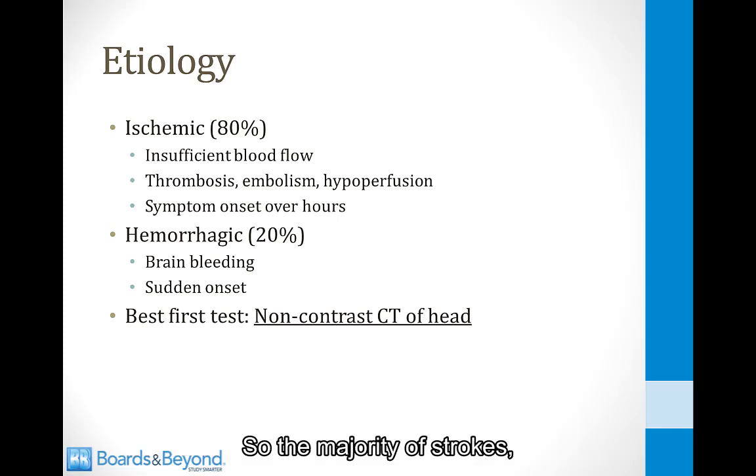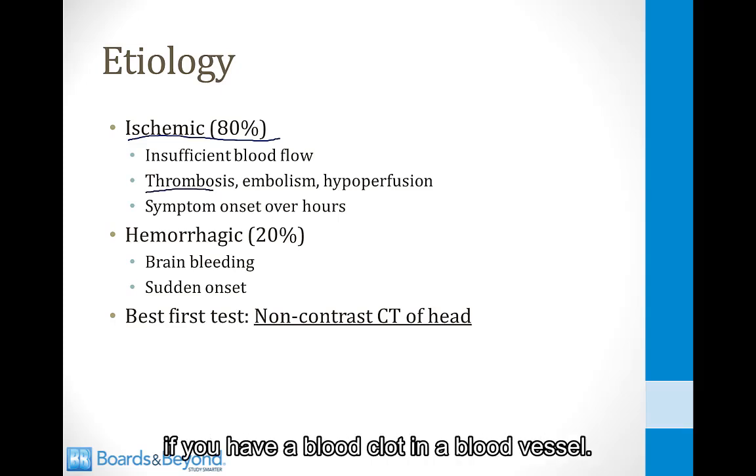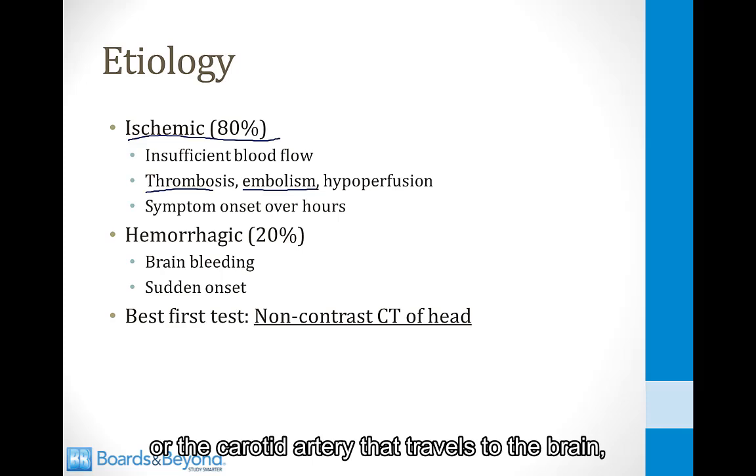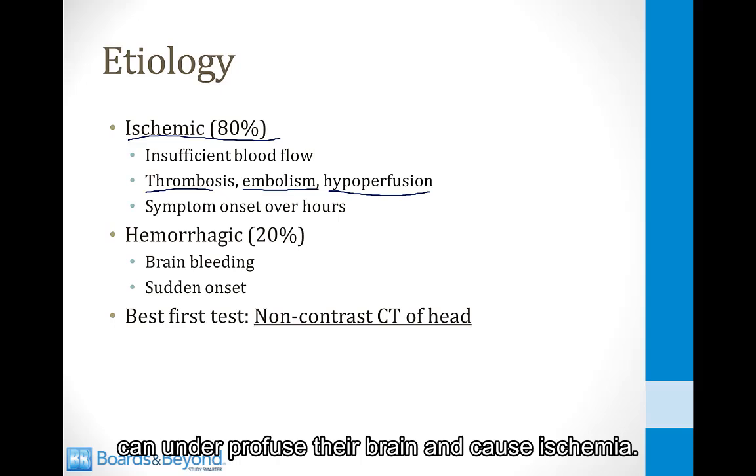The majority of strokes, about 80%, are what we call ischemic. This means there's insufficient blood flow to a portion of the brain. This can occur from thrombosis, if you have a blood clot in a blood vessel. It can occur from embolism, so if you have a blood clot in the heart or the carotid artery that travels to the brain, that can cause ischemia. And it can occur from systemic hypoperfusion. For example, a patient in cardiogenic shock can underperfuse their brain and cause ischemia.